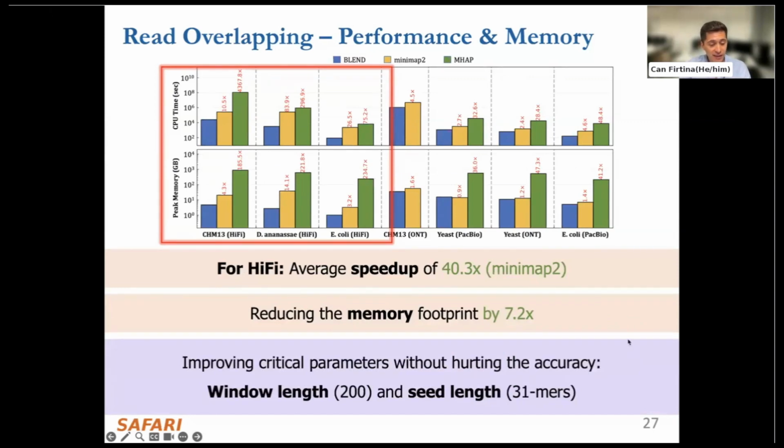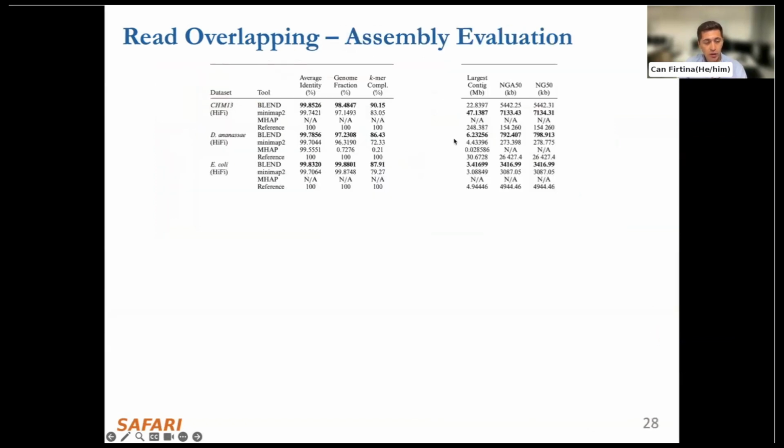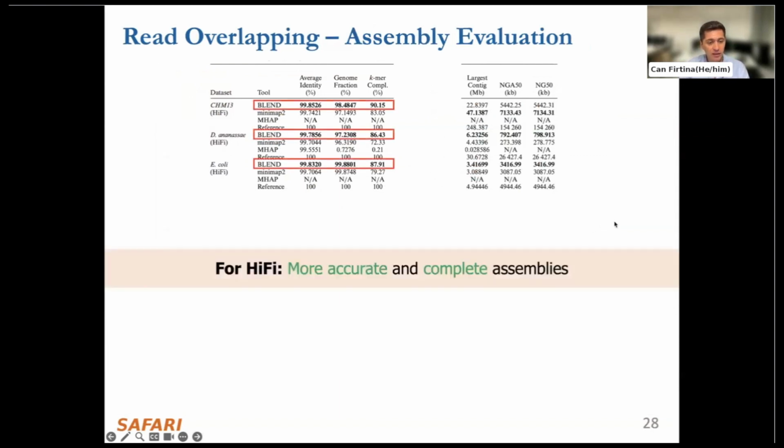So we can achieve these improvements because we can improve critical parameters without hurting the accuracy, as we can find fuzzy seed matches that the other tools cannot find. For example, we can increase the window length up to 200 and seed length up to 21 mers. We also show the read overlapping accuracy results when we generate the assembly.